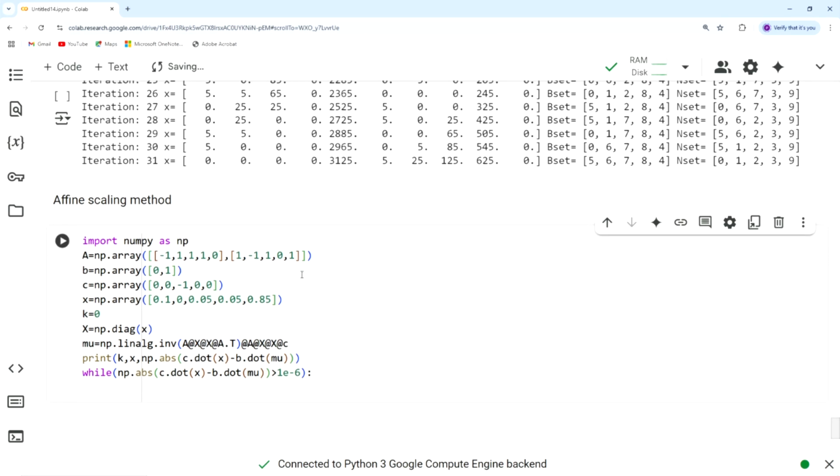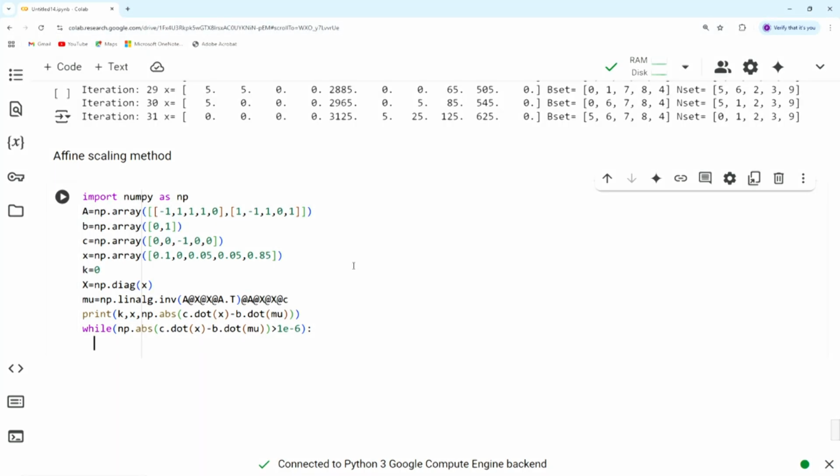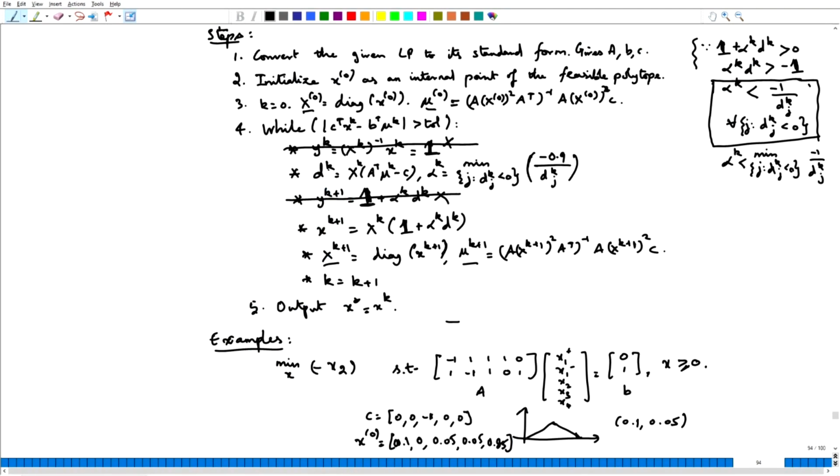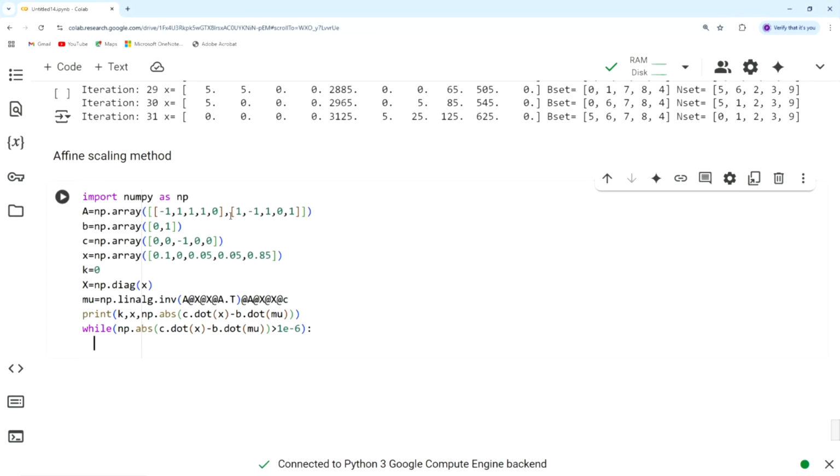So, now the first step is, we have crossed out yk. So, we have only dk, dk is Xk into A transpose mu k minus C. So, you have d, and d is actually X @ A transpose mu minus C, okay. And alpha is minus 1 by, sorry, minus 0.9 by, okay.